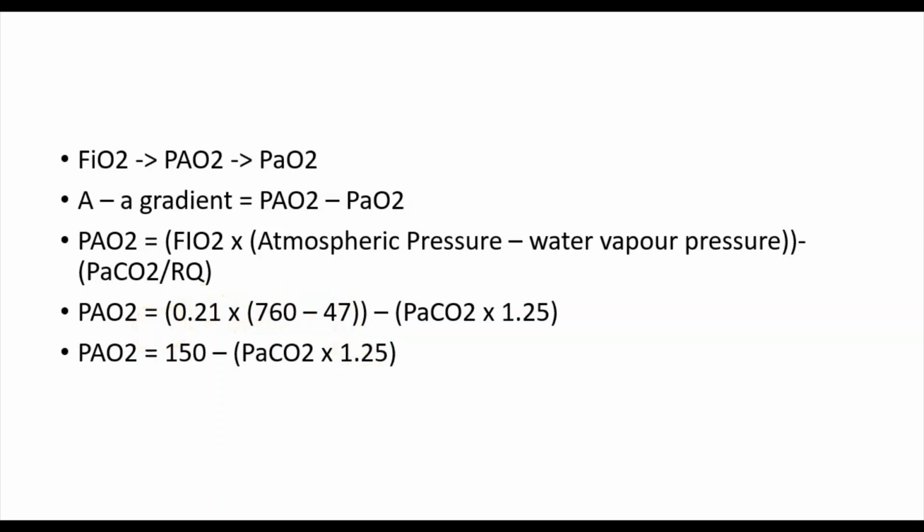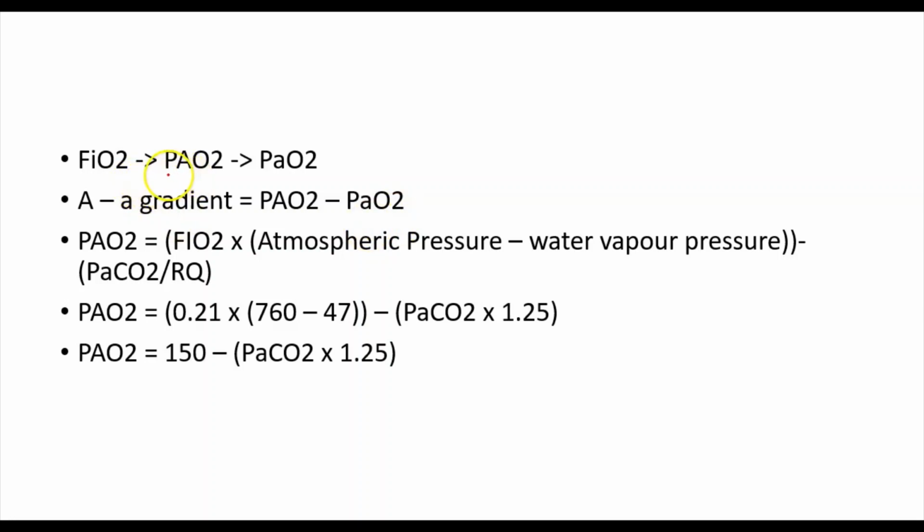And so in normal circumstances where an expected PaCO2 is 40, you can see that PaCO2 of 40 times 1.25 is 50, and 150 minus 50 gives you a PaO2 of 100. There is another rule that is good to use, and that is that an expected PaO2 is usually 5 times the FiO2.